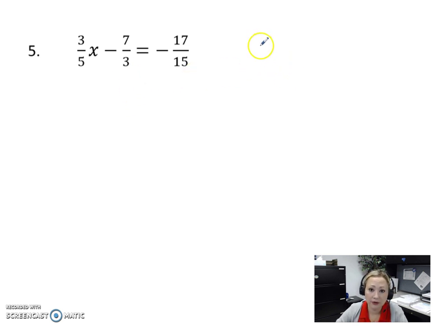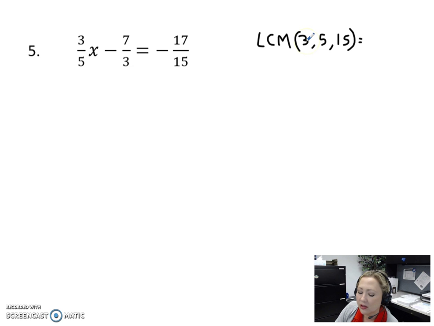So, to clear the fractions, first we need to find the least common multiple of all of these denominators. The least common multiple of 3, 5, and 15 is the smallest number that all three of these numbers go into. Whenever you have relatively small numbers like this, ones that you know your multiplication tables really well for, just start with the biggest number and go from there.